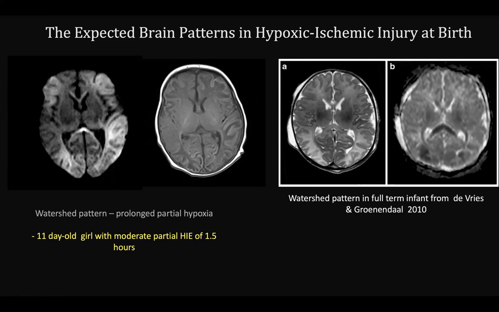When we have a watershed pattern, like in this case, you can see this is a diffusion image. You see the cortical, subcortical abnormality with secondary involvement of the corpus callosum with some areas of edema and cortical highlighting in T1. This is one of our cases. This is a case from literature. Again, watershed areas of restriction in this ADC map and edema. In these cases, we call it a watershed pattern indicative of prolonged partial hypoxia. Sometimes it can be very long, like this case was 1.5 hours.